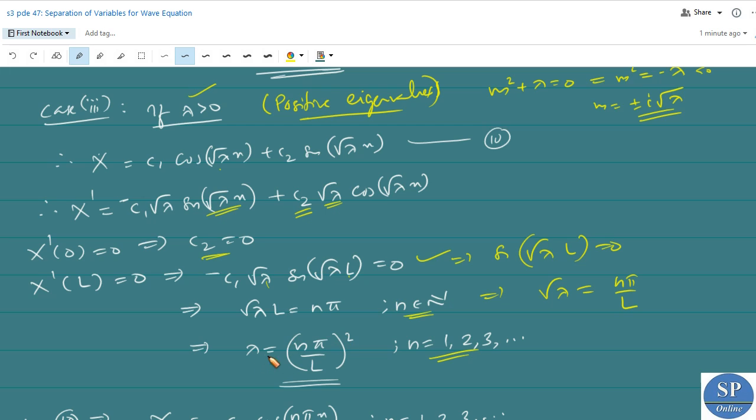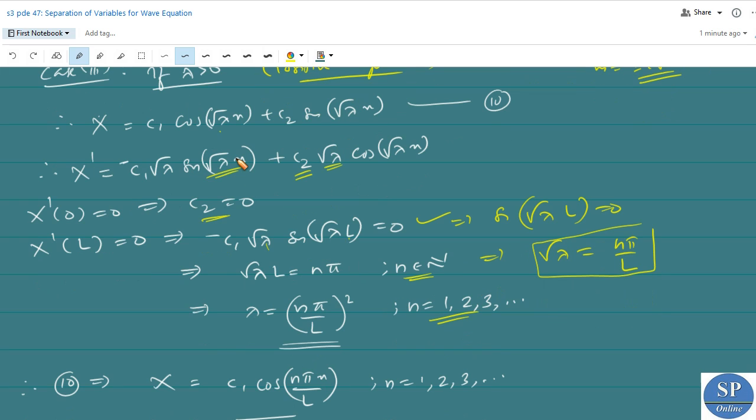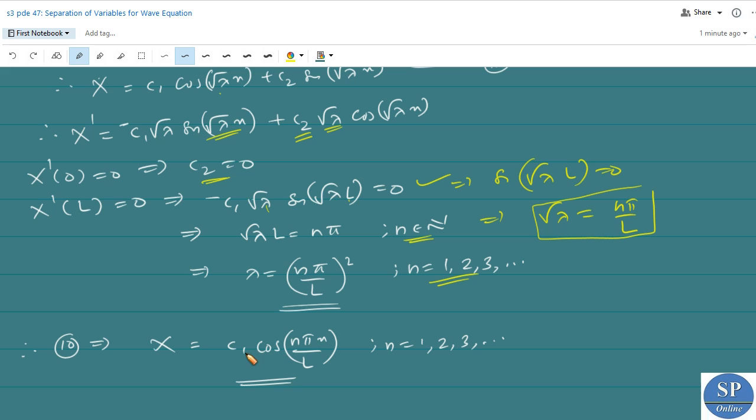The corresponding eigenfunctions will be obtained by replacing the value of lambda in equation number 10. We already obtained that C2 = 0. So X(x) = C1 cos(√λ x), where √λ is nπ/L. So we have X(x) = C1 cos(nπx/L) for n = 1, 2, 3, etc. This will be the corresponding eigenfunction.